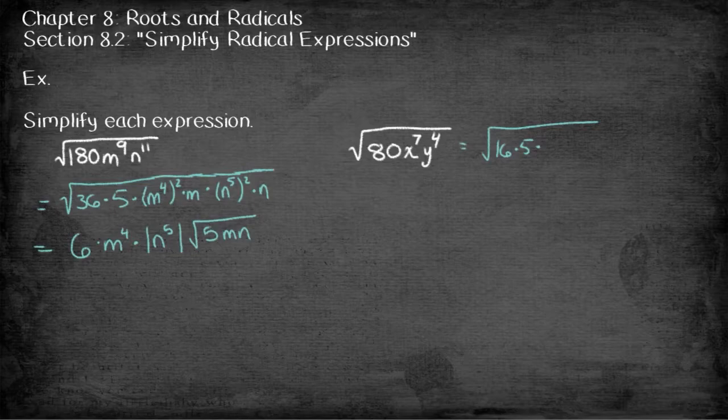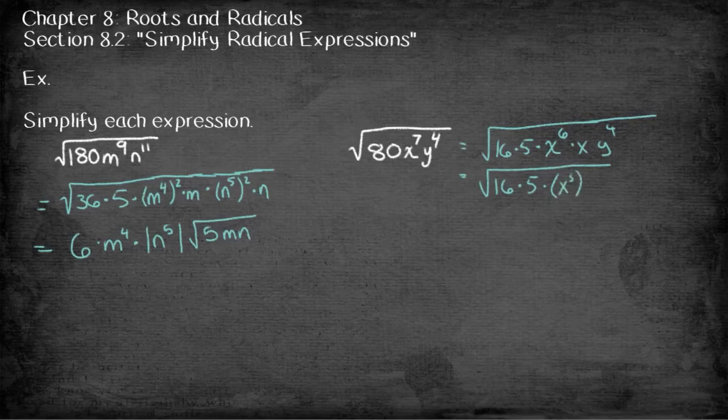So we want to write this guy as x to the sixth times x. That gives us x to the seventh. And y to the fourth, we can just leave as is. Of course, x to the sixth is really x to the third squared.